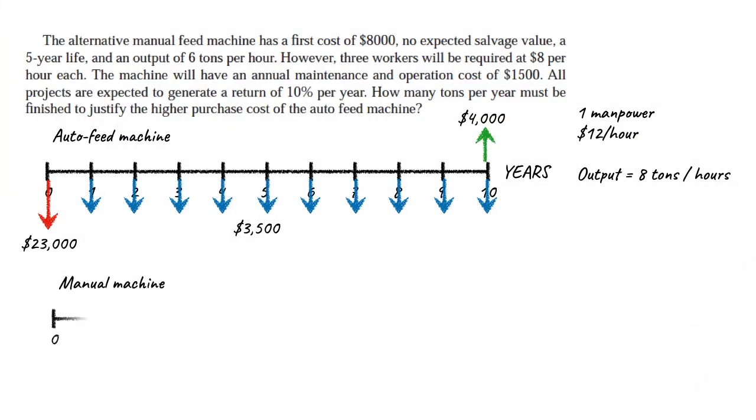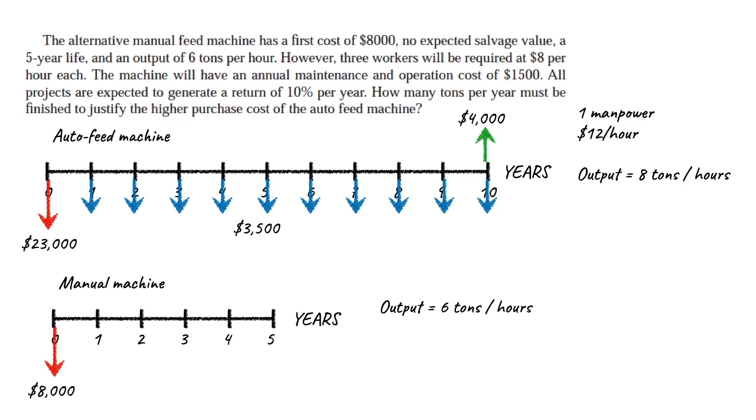As for the manual machine, it has a life of 5 years and no expected salvage value. The first cost is $8,000 and the output of this manual machine is 6 tons per hour, but it requires 3 workers, which costs $8 per hour for one person. The machine will also have an annual maintenance and operation cost of $1,500, running all the way up to 5 years.